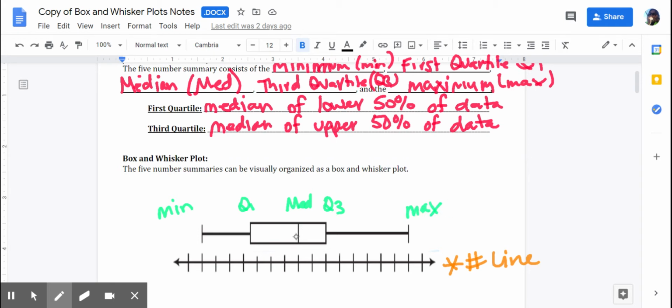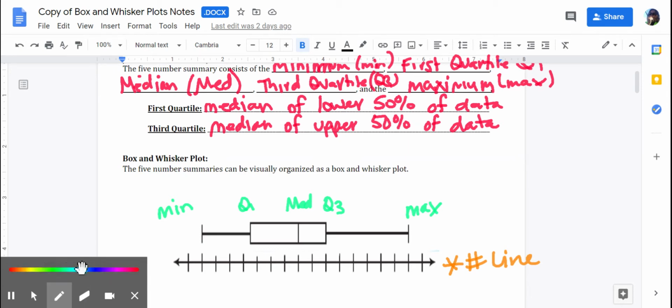Now the thing about the median, you might notice that it's not in the middle of the box. As long as it is inside the box, that is okay. Our median can move as close to Q1 as it can. That just means that a lot of my data points are around Q1 for the median, or it can move all the way up to Q3, and that just means that I have higher values.